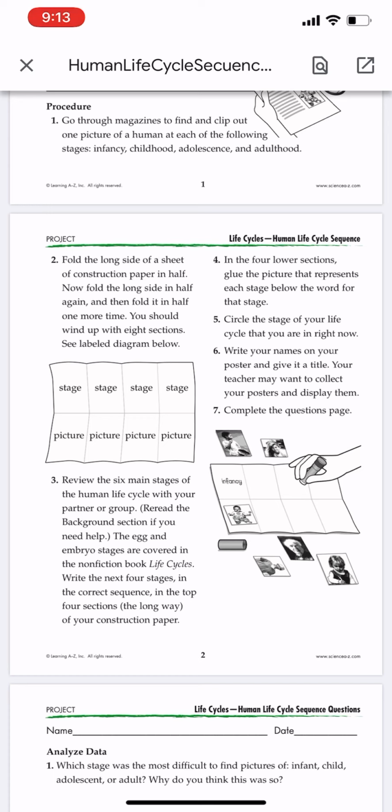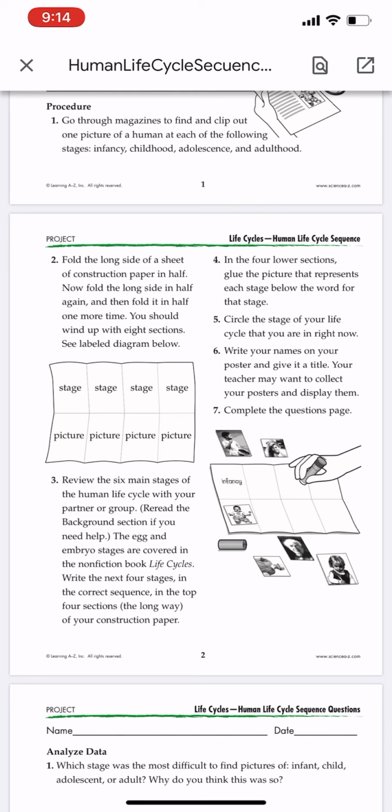Number 3, review the 6 main stages of the human life cycle with your partner or group. So reread the background section if you need help. Number 4, in the 4 lower sections, glue the pictures that represent each stage below the word for that stage. Number 5, circle the stage of your life cycle that you are in right now. Number 6, write your names on your poster and give it a title.